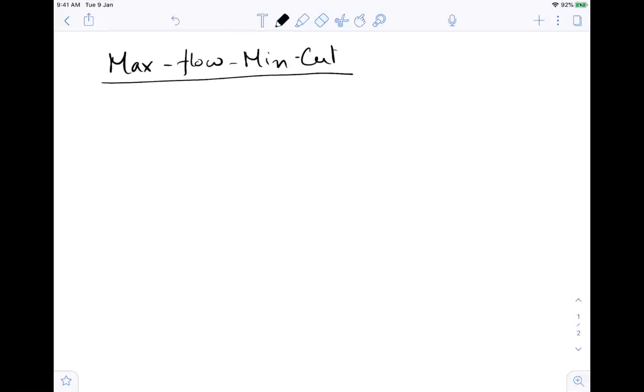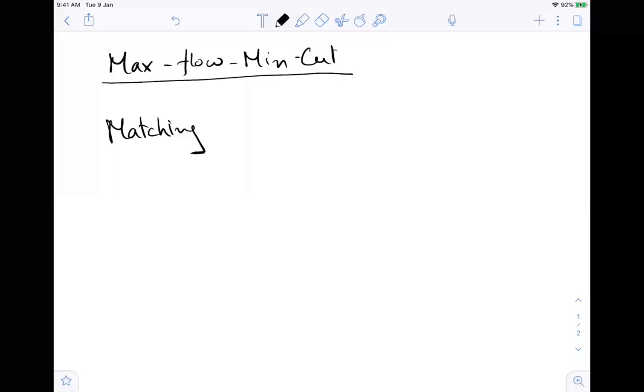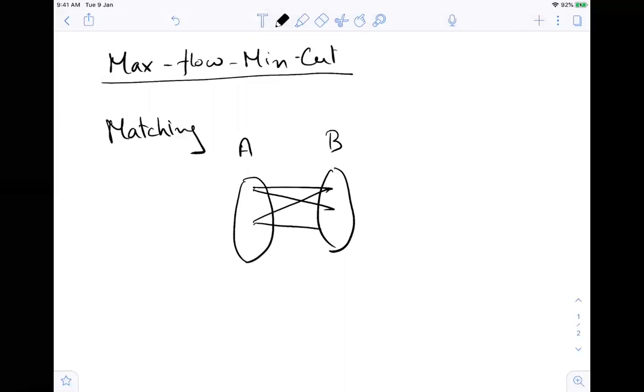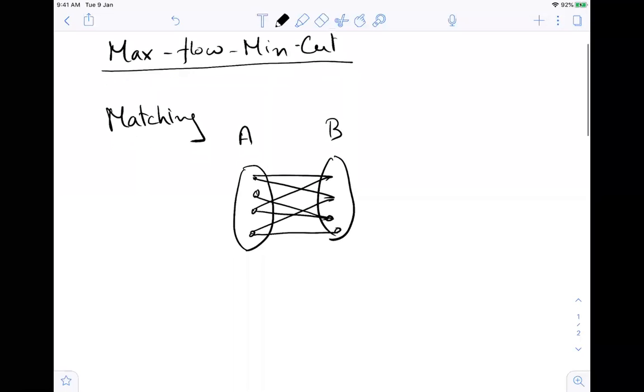But I also told something about the matching. You remember the definition of matching? Let's think of a bipartite matching to start with, okay? So the graph is a bipartite graph. You have A and B, and there are edges between A and B. That's it, right? Some kind of stuff like that. And the question is, can you find a match? Okay. So what is the matching?